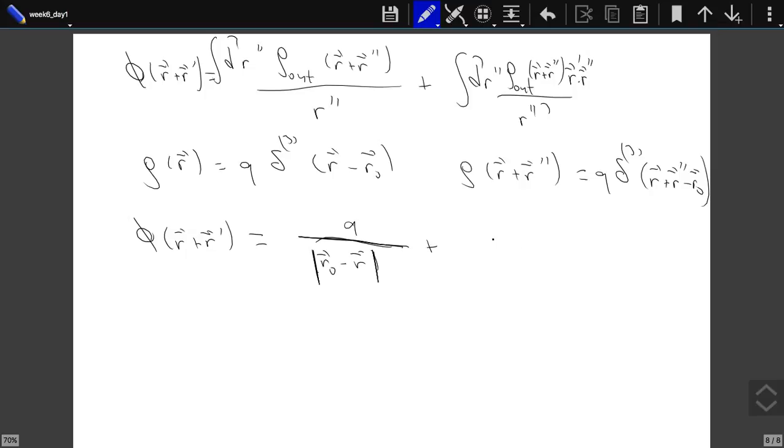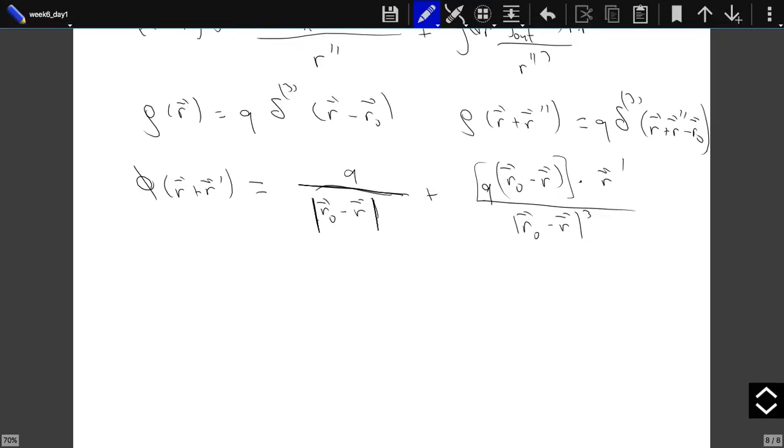plus q times r0 minus r dot r prime divided by r0 minus r cubed. This is the potential. This is the potential at the point R, as we said.